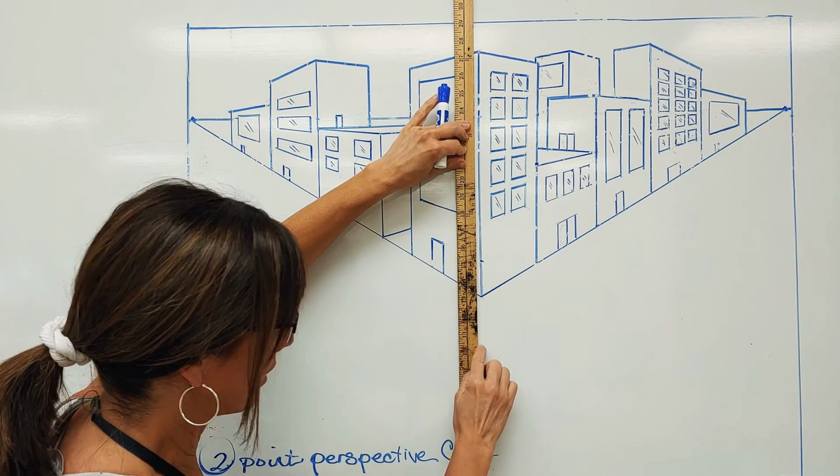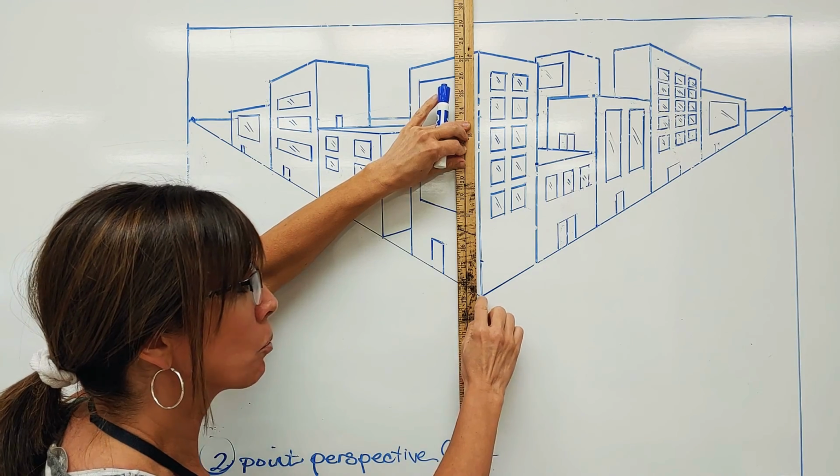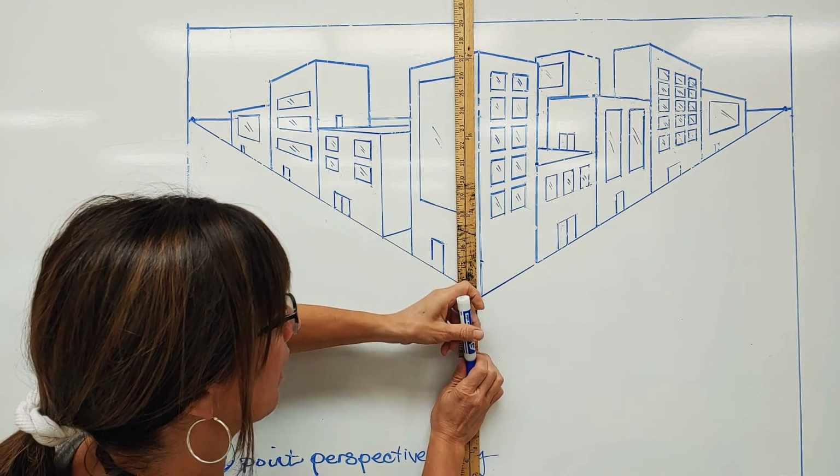You're not connecting from that point downward. You're simply skipping a space and making a small mark.